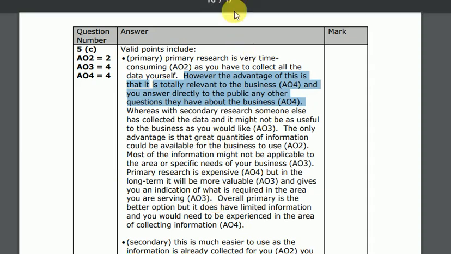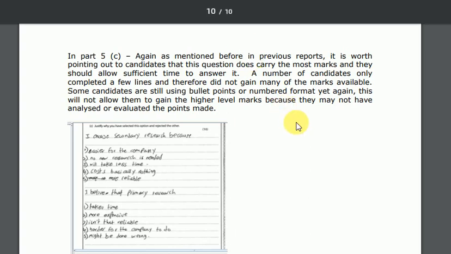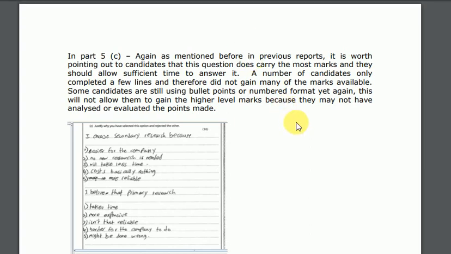Now the examiner's report on this was, firstly, that you should allow time to answer this question. Not enough people are giving themselves enough time to get 10 out of 10, 9 out of 10, which will really boost you up a grade boundary if done correctly. As you can see in this example, bullet points don't get much marks. This will not get you AO3 or AO4.